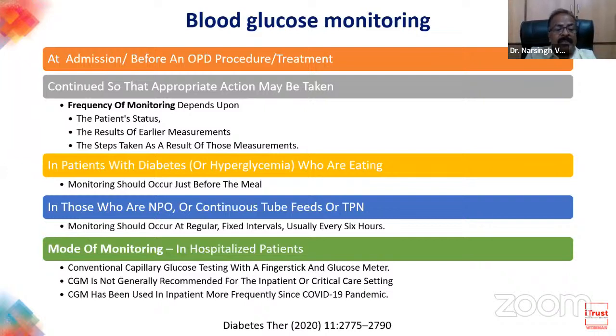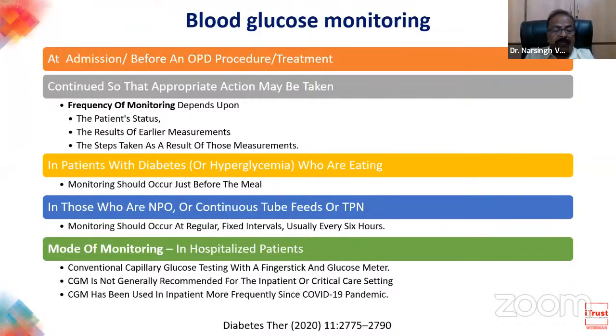If a patient with diabetes or hyperglycemia is eating, then monitoring should occur just before the meal, because that is more important. And in those who are NPO, on continuous tube feeding or TPN, the monitoring should occur at regular fixed intervals, because their meal is in a different way. Usually every 6 hours will be enough.